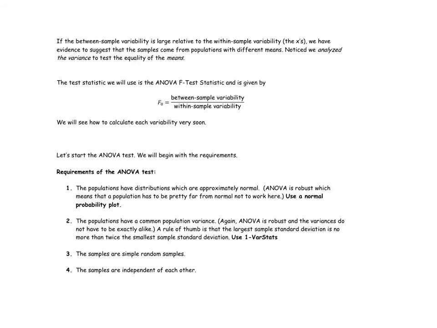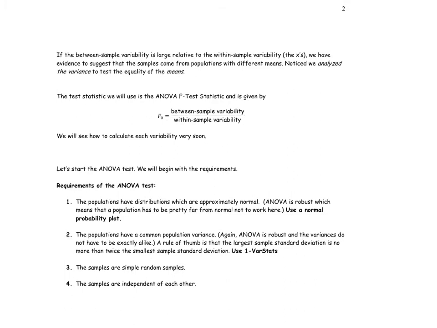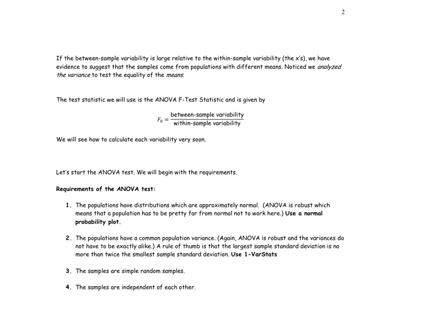All right, so here's the argument that we were talking about before. If the between sample variability, so just to remind you, that was between the means, is large relative to the within sample variability, the X's, we have evidence to suggest the samples come from populations with different means. So that was case X in that. All right, so variability among the means, there's definite space between the means, but within the sample, they all hovered around their own mean.